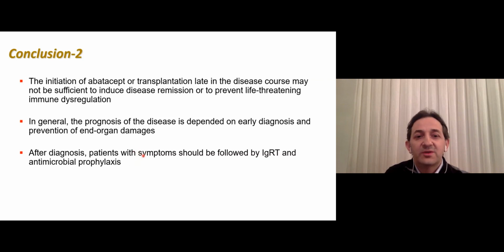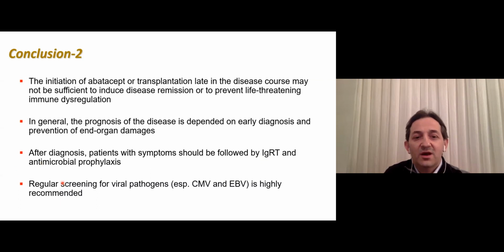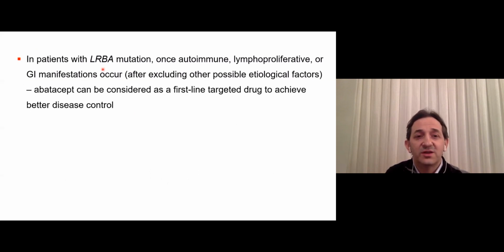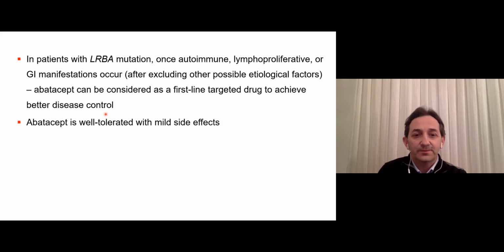And usually, symptomatic patients should be followed with immunoglobulin replacement therapy and antimicrobial prophylaxis. And we highly recommend regular screening for viral pathogens, especially CMV and EBV, which was quite high in those patients, especially after diagnosing LRBA mutant patients. And if they develop any symptoms like autoimmune, lymphoproliferative, or GI manifestations, and after excluding other possibilities like malignancies or infection, abatacept can be considered a first-line targeted drug to achieve better disease control.